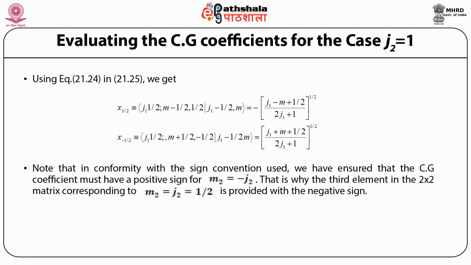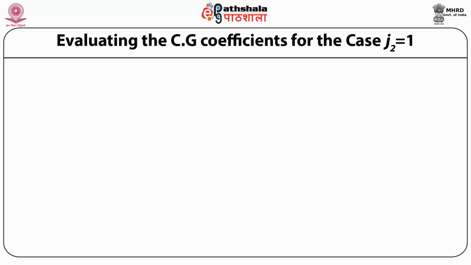Note that in conformity with the sign convention used, the CG coefficient must have a positive sign for m2 equal to minus j2. That is why the third element in the 2 by 2 matrix, corresponding to m2 equal to j2 equal to half, is provided with a negative sign. The table for this matrix is given below.